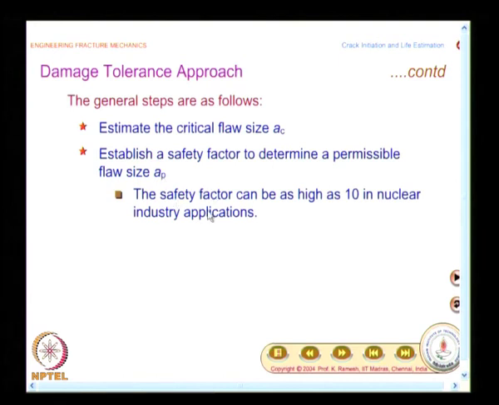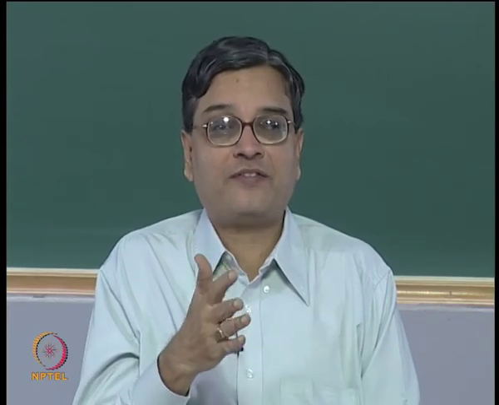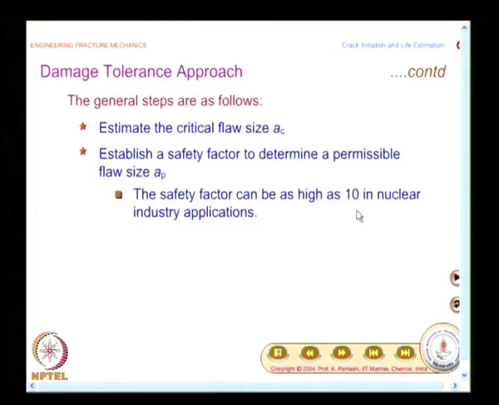And I had mentioned in conventional design, for the case of cable ropeways, the factor of safety is about 10, because there if anything happens, even rescue becomes very difficult. So, people want to have a very high factor of safety. A similar factor of safety is also used in nuclear industry applications, even when you apply fracture mechanics. So, the safety factor is as high as 10.